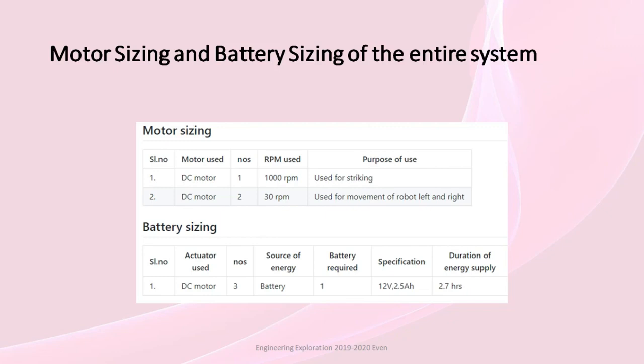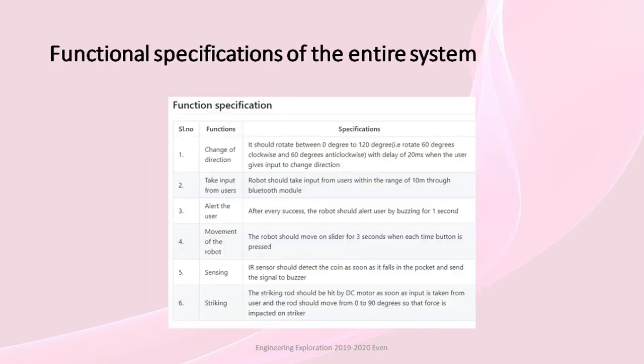So after motor sizing, we had to write functional specifications for the entire system, so we could get an idea of how the project might look. The first function was change of direction. The striking part should rotate between 0 degrees to 120 degrees, that is, it should rotate 60 degrees towards the left and 60 degrees towards the right, with a delay of 20 milliseconds when the user gives the input.